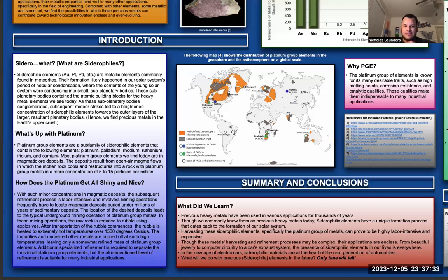So, how does platinum get all shiny and nice? That's what I want to figure out. How do we get it from its concentration in magmatic ore deposits, in igneous rock deposits, to the shiny lump of metal that we get today? Oftentimes, these platinum group elements are contained within magmatic ore deposits that are far, far underground, and we have to mine underground. We have to blow up the igneous rock medium that the platinum group elements are contained within. We transport that up to the surface.